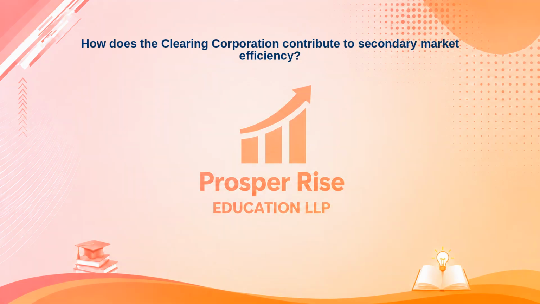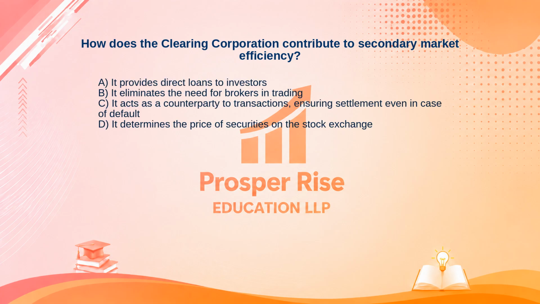How does the clearing corporation contribute to secondary market efficiency? Here are your options. A. It provides direct loans to investors. B. It eliminates the need for brokers in trading. C. It acts as a counterparty to transactions, ensuring settlement even in case of default. Or D. It determines the price of securities on the stock exchange.